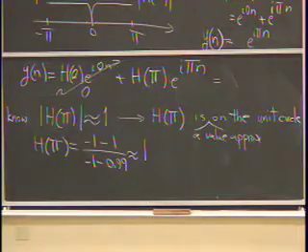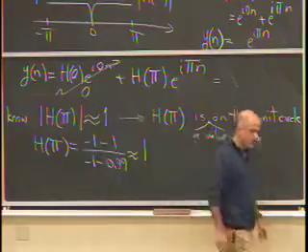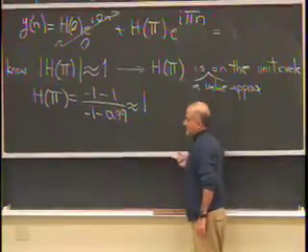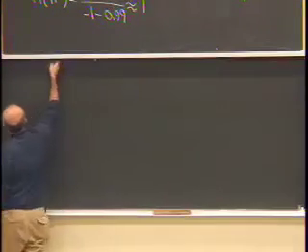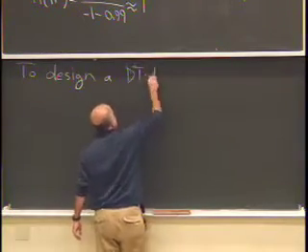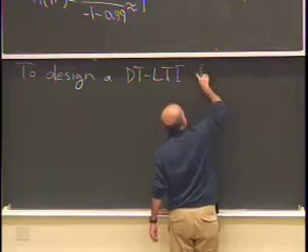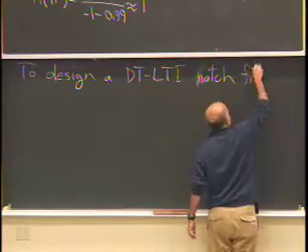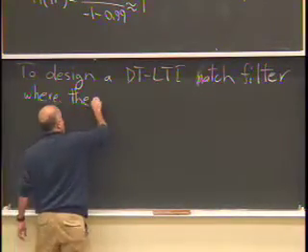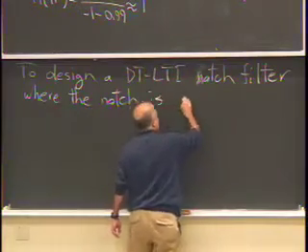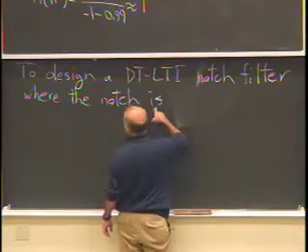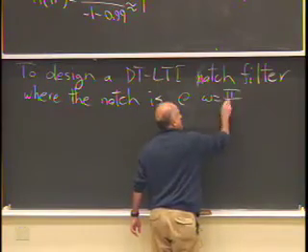But the point is, its magnitude would have been approximately 1. Now, what if I want to make a notch filter at a frequency other than 0 or pi, and I still want to have a real filter? So what if, let's say, to design a discrete time LTI filter, notch filter, where the notch is at, let's give a concrete number, omega equals pi over 4.